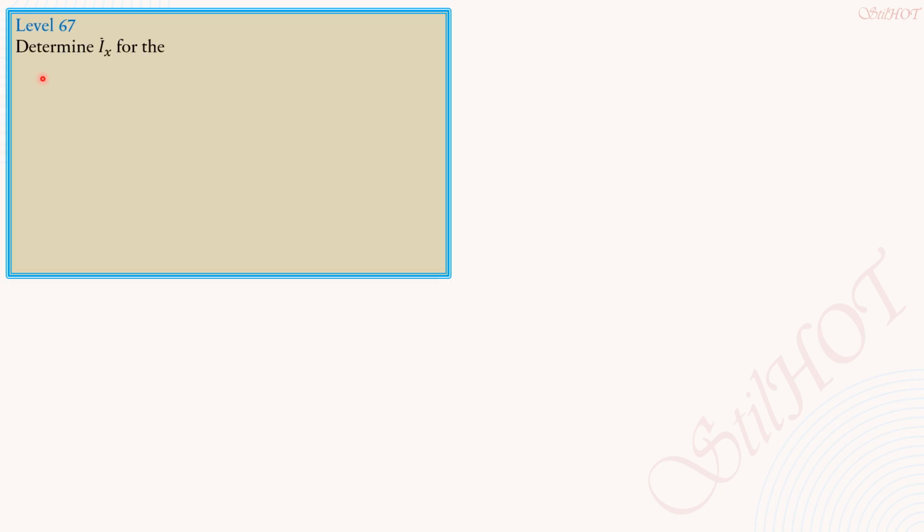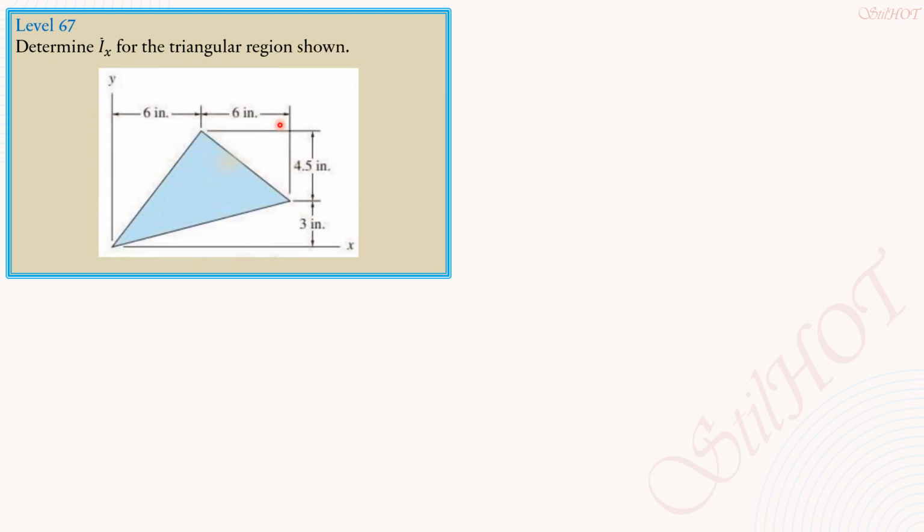Level 67. Determine the moment of inertia with respect to the centroidal x-axis for the triangular region shown. For our solution, let's have two ways to solve this. One is using Ix equals I bar x plus area times yg squared, where the calculation of the area is by coordinates. The other solution is we transfer the moment of inertia of each area to the centroidal x-axis of the entire area, and we solve for the area by simply 1/2 base times height for the triangle and base times height for the rectangle.